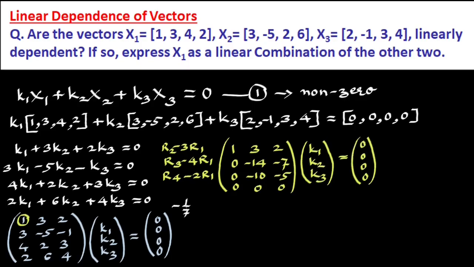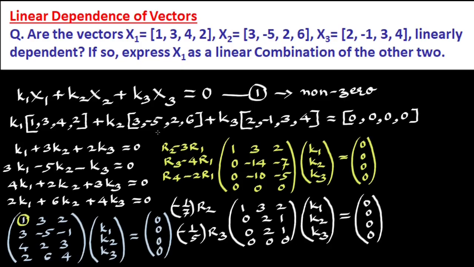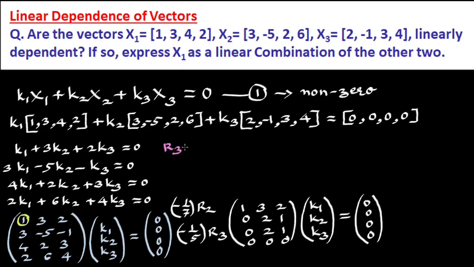Next we write minus 1 by 7 R2 and minus 1 by 5 R3, so that second row will be 0 2 1 and third row 0 2 1. Rest will be same. Next we will perform R3 minus R2 to make these two elements 0. So we write R3 0 0 0. Rest of the things will be same.